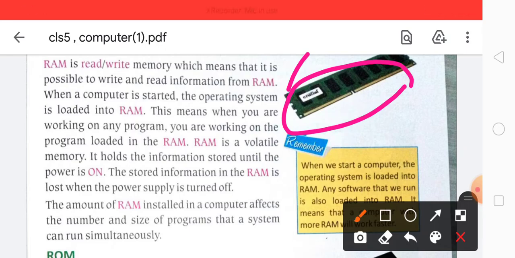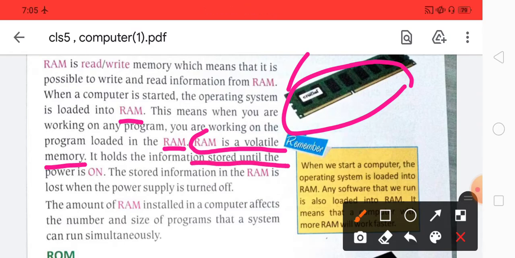When a computer is started, the operating system is loaded into RAM. This means when you are working on a program, you are working on a program loaded in RAM. RAM is a volatile memory. It holds information only until the power is on. The information stored in RAM is lost when the power supply is turned off.